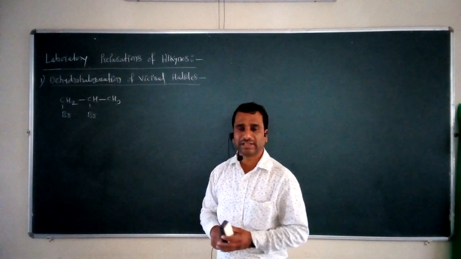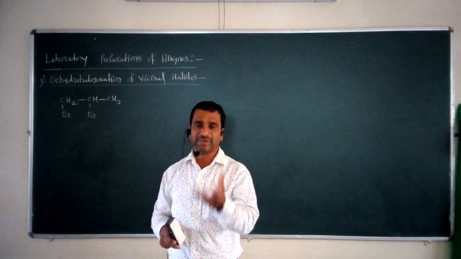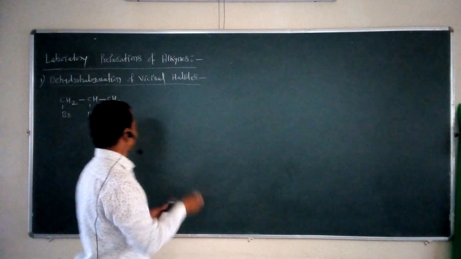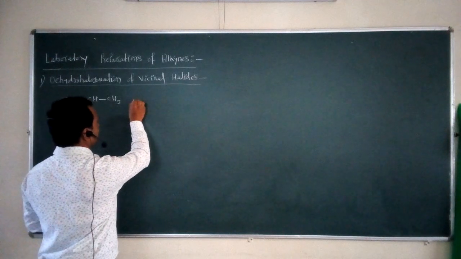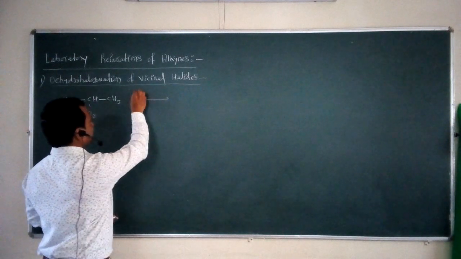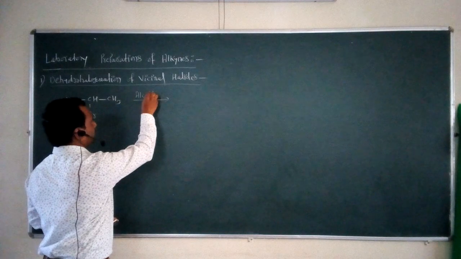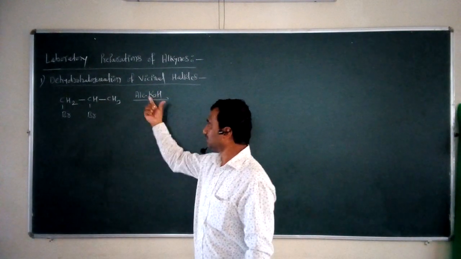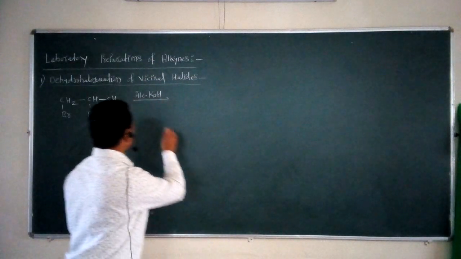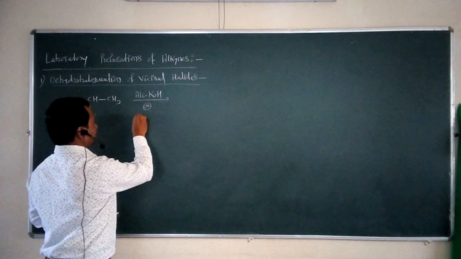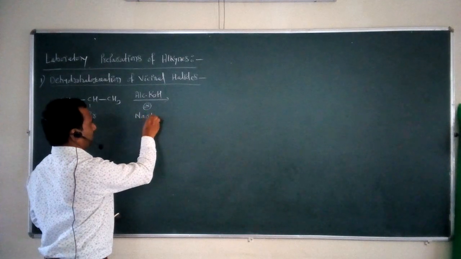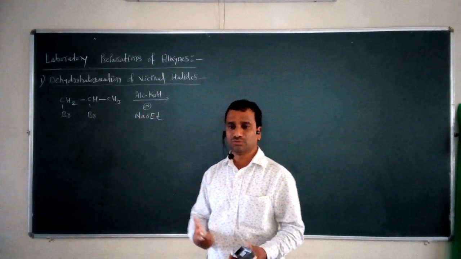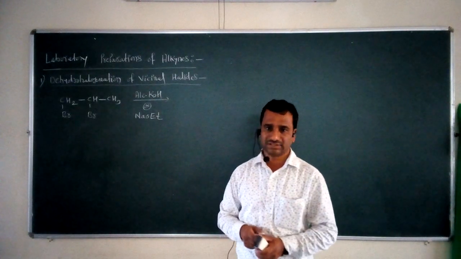Once we take this vicinal halide, we have to take a suitable base. In this case, we may take a base like alcoholic KOH. This type of base may be used, either alcoholic KOH, or we may use sodium ethoxide, NaOEt. So this type of base we can use in the first stage of this reaction.